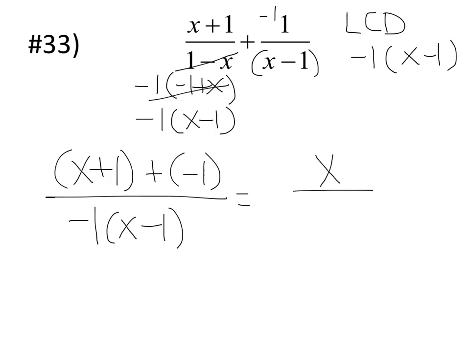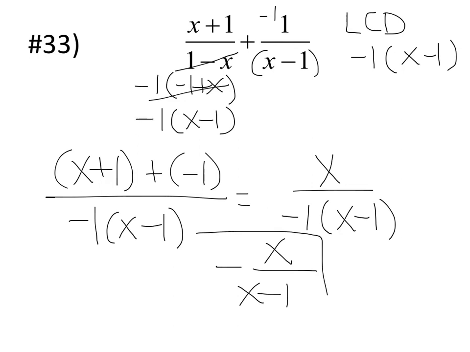So it's going to be x over negative 1 times x minus 1. And if you want to write it like this, just put the negative out front, then it's x over x minus 1. Then you don't necessarily need that negative 1 like that.